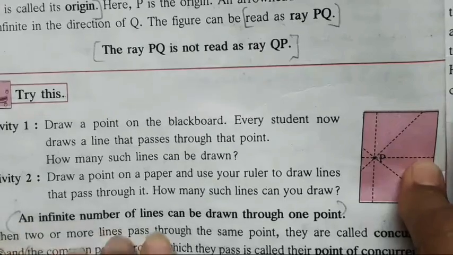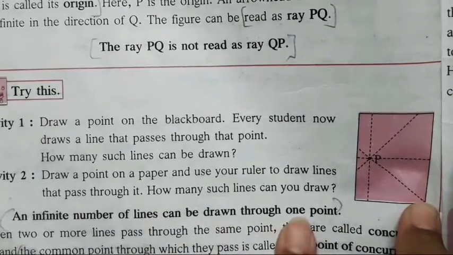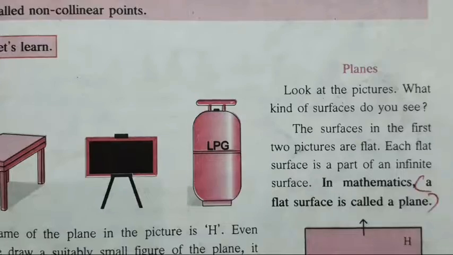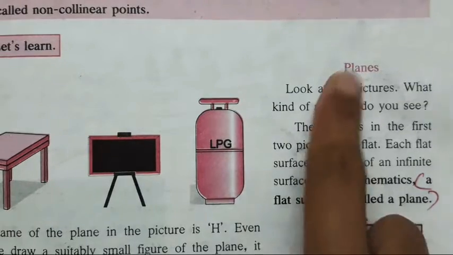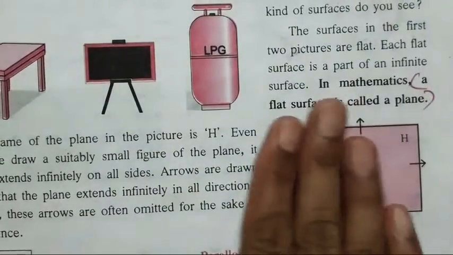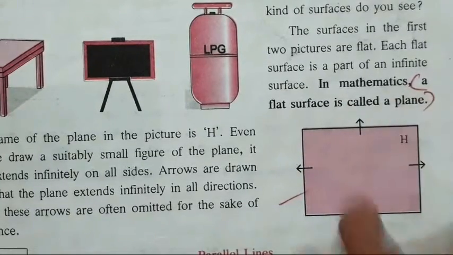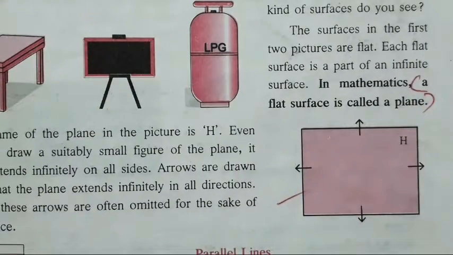Now there are a few points that have been given in the textbook. An infinite number of lines can be drawn through one point. So this statement can be asked as a fill in the blanks. Now another word is planes. What is a plane? We all know from the word, plane means a plane surface. As the statement says, a flat surface is called a plane. So this statement can also be asked as a fill in the blank.